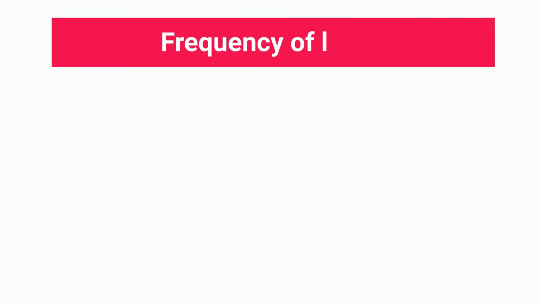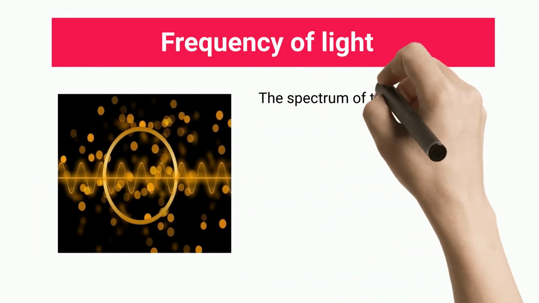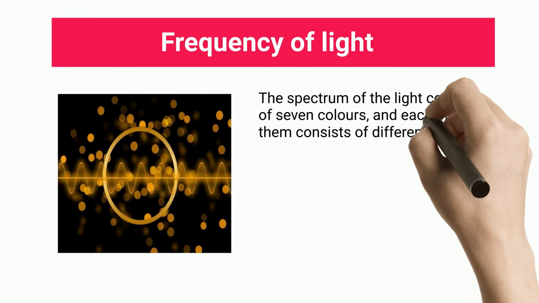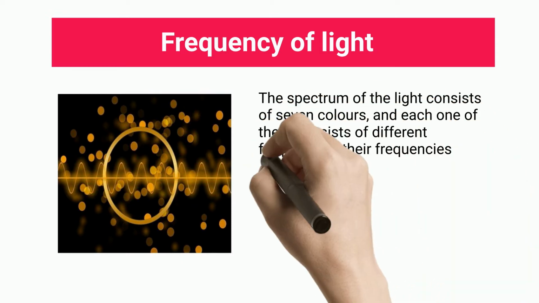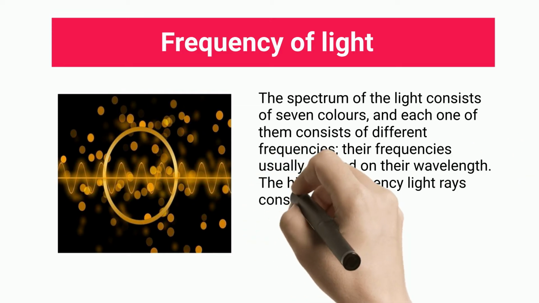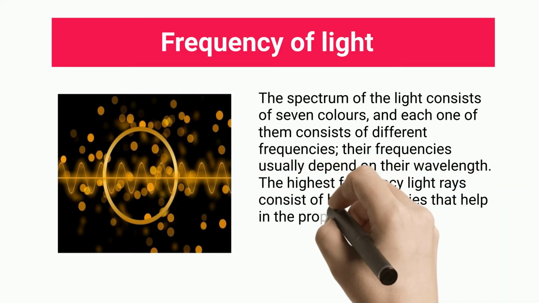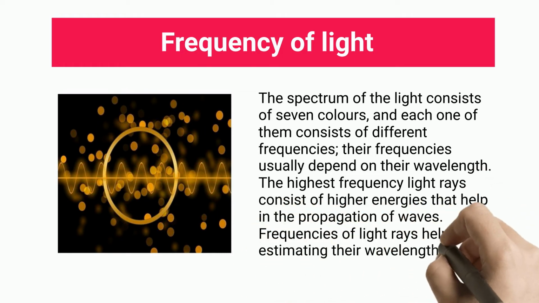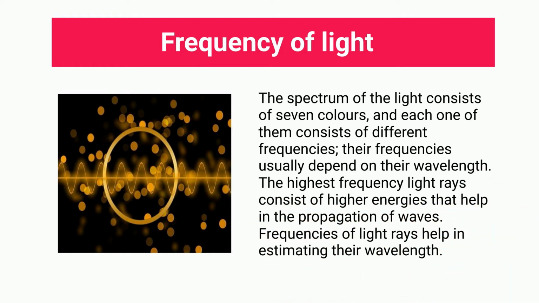Frequency of light. The spectrum of light consists of 7 colors, and each one of them has a different frequency. Their frequencies usually depend on their wavelength. The highest frequency light rays carry higher energies that help in the propagation of waves. Frequencies of light rays help in estimating their wavelength.